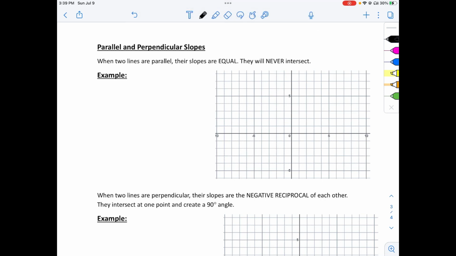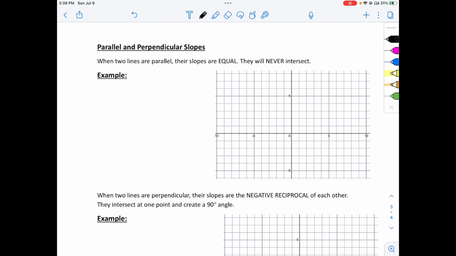When looking at lines, we can compare two or more lines in a few different ways. And the first is to look and see if those two lines are parallel. So what it means to be parallel, it means that if two lines are parallel, their slopes will be equal. Okay, they will never intersect.